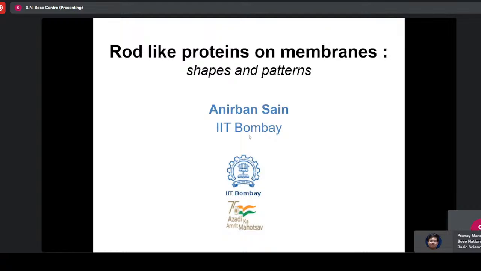So let's start this session. Our next speaker is Onuttom Narayan from IIT Bombay, and he will talk about rod-like proteins on membranes, shapes and patterns.